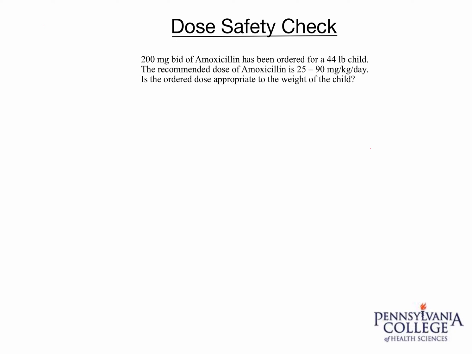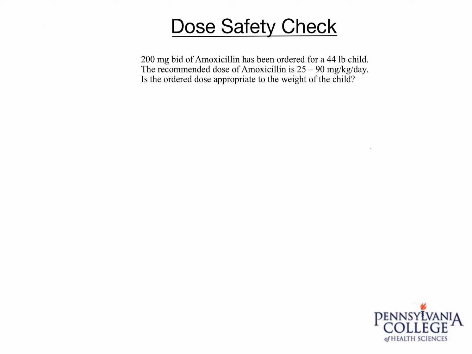In this video, I will be using dimensional analysis to determine whether or not an order is safe. We are told that a patient is ordered 200 milligrams BID of amoxicillin, and this patient weighs 44 pounds. What's recommended is a range of 25 to 90 milligrams per kilogram per day. We need to determine whether or not this dose would be appropriate for this child.